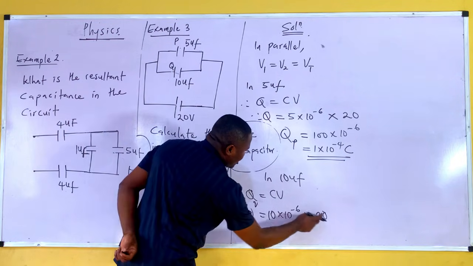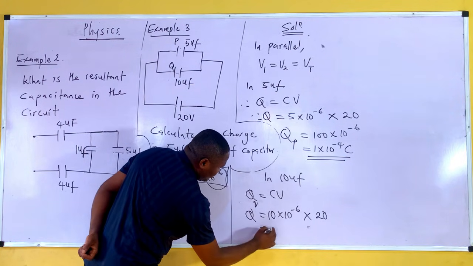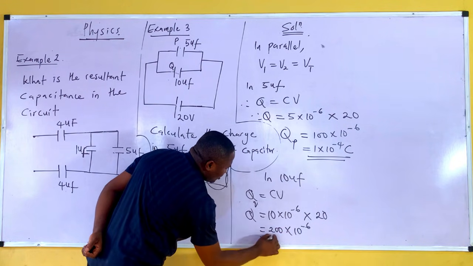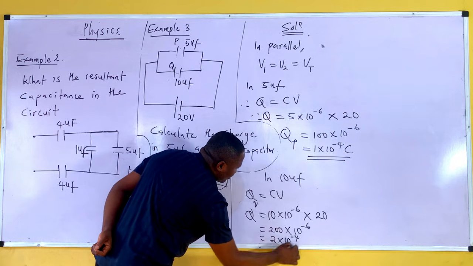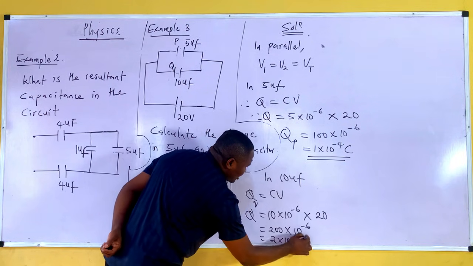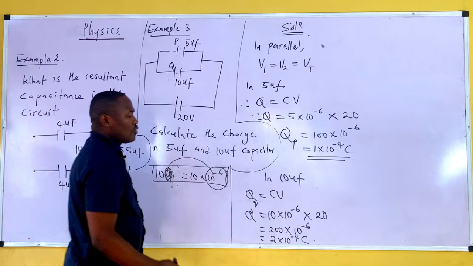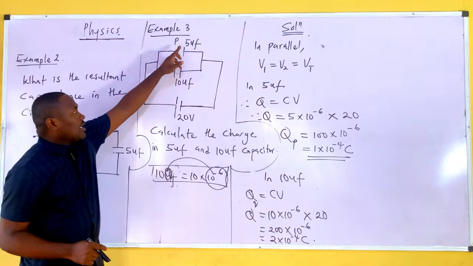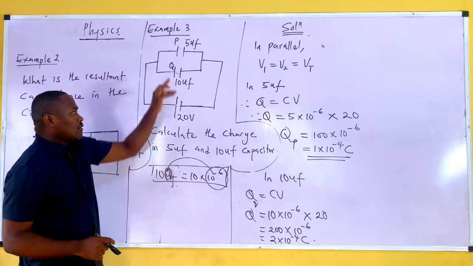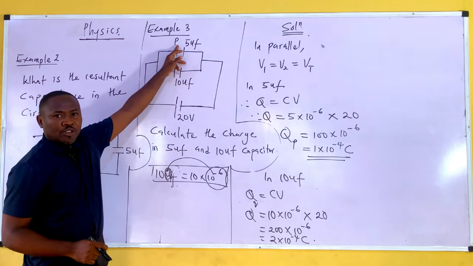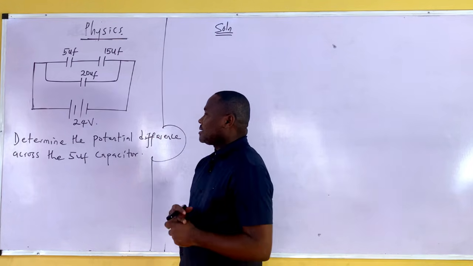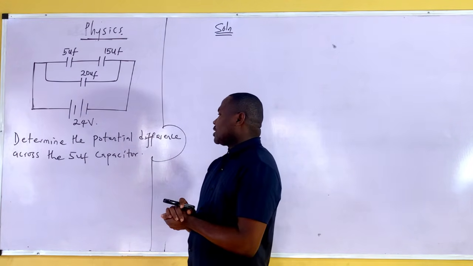So if you do this, this becomes 200 times 10 raised to the power minus 6, which equals 2 times 10 raised to the power minus 4. So this is 2 times 10 raised to the power minus 4 coulombs. So you see that the charge here and the charge here are different, but the voltage here and the voltage here equals the total voltage. Now let's look at another question as regards what we're trying to explain.